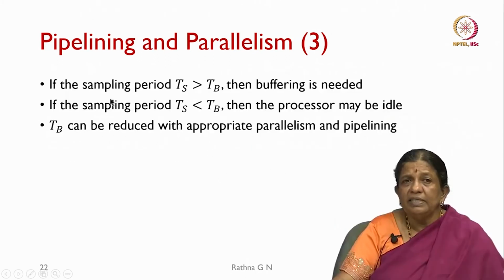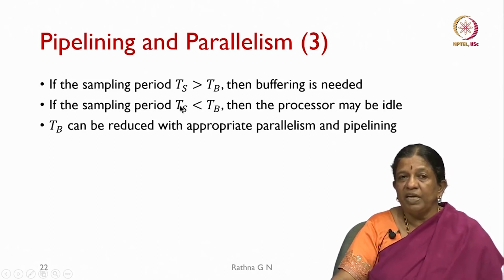So, we said the sampling period we have assumed is Ts, which should be greater than my TB. Then what happens, because my sampling frequency is much higher than my computation rate, whatever data samples come, I need to store them, because input is coming at a much faster rate, so that I will not miss any sample. At the same time, if my sampling period is less than the computation time, then the processor may become idle, because I have finished my computation and have to wait for my data to come in. So, my processor is idling at that time.